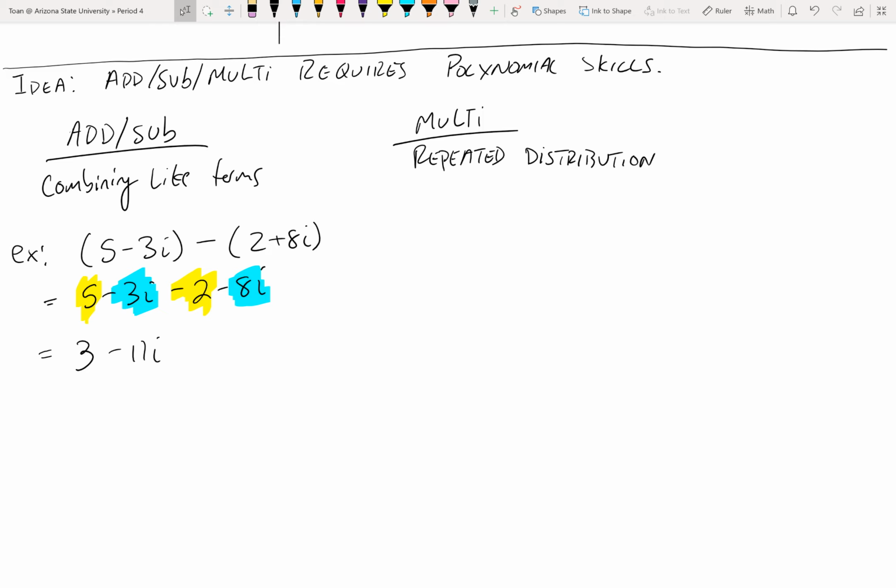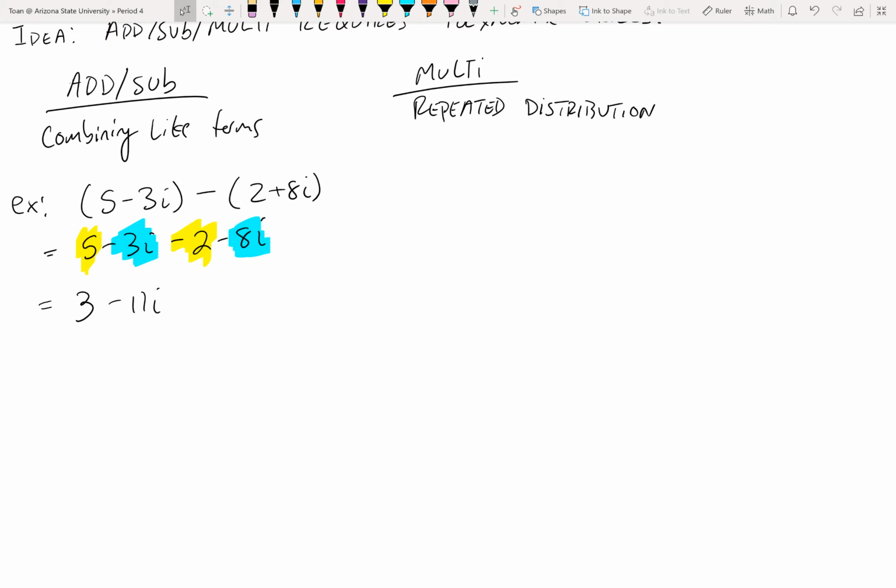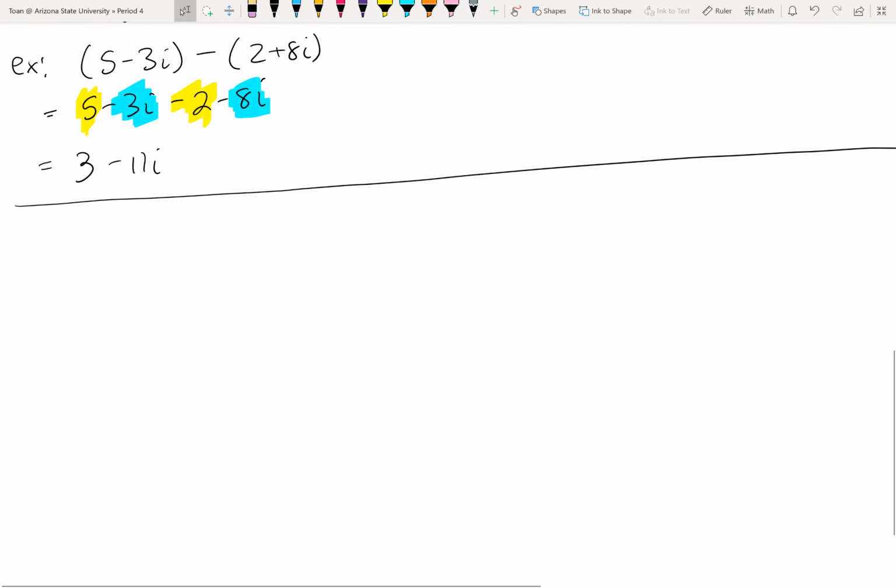Can I assume that we all know how to FOIL? We all know how to distribute? Anyone need to see an example of multiplying? No. All right. But there is one thing I do want to touch base on that is related to multiplication, and those are the powers, or the exponents, of i.